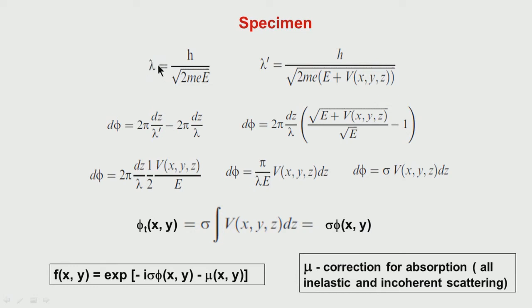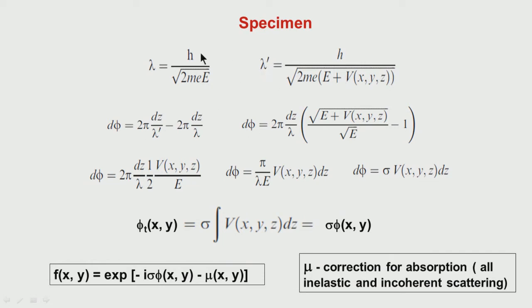Using the de Broglie formula, we can find the wavelength lambda equals h by root of 2mE, where E is the electron charge times the applied voltage. This is the non-relativistic form. When the beam enters the sample, the voltage increases by this potential, which is essentially a positive potential. When these two add together, we get the lambda dash, which we can calculate.